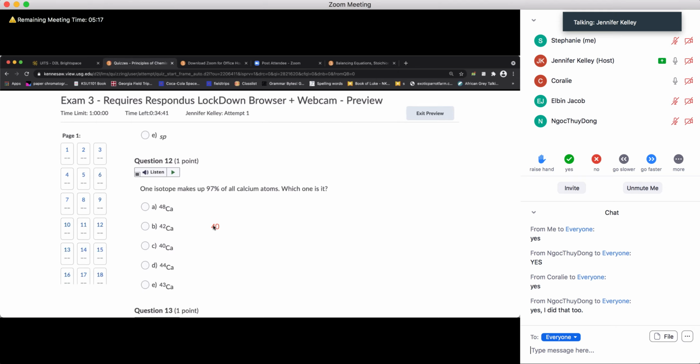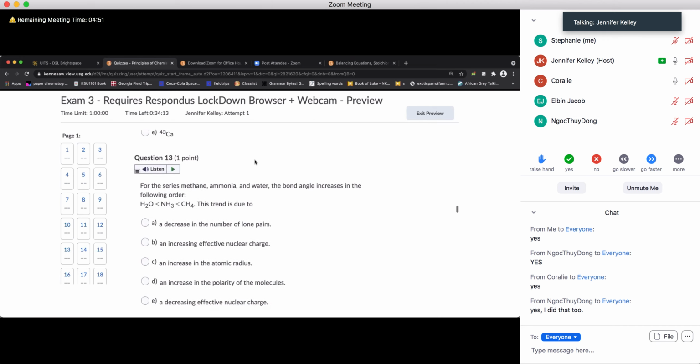If the mass was like 48, then it would mostly be made up of calcium 48. But since it's actually near 40, then it would have to be mostly calcium 40. Oh, so we don't have to do anything with the 97%? Nope, nothing at all. I just put it in the calculator and then I choose B. Okay.